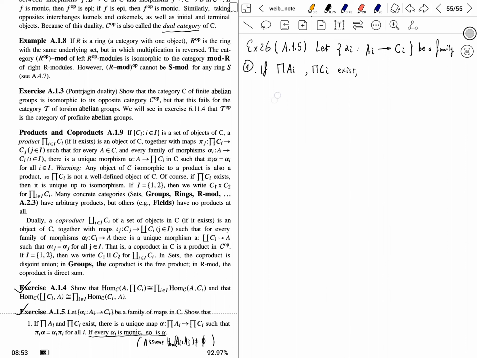Basically, we have the hom set between any object in C and the product of C_i is bijective to the product of the hom sets, in the category of sets, for any object C_i.